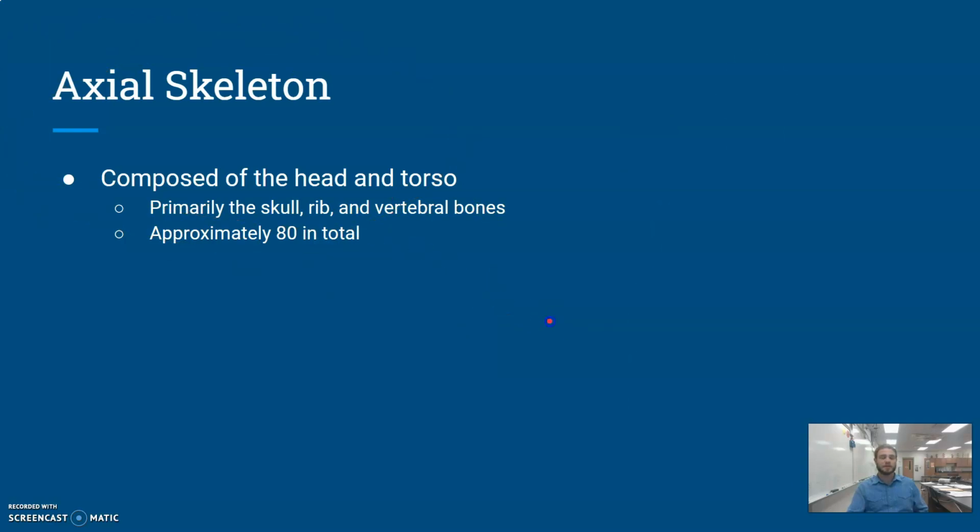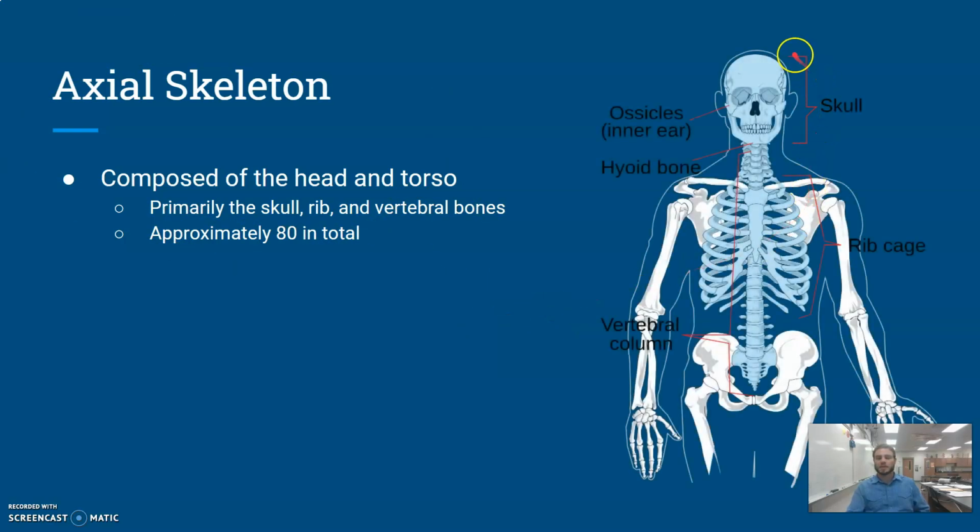We'll go over where those break down when we talk about the axial skeleton and the bones within it specifically. So you can see here, it's going to be everything with your skull. That does include your inner ear ossicles, your hyoid bone, which sits behind your jaw here, your rib cage, and then the vertebral column here. So everything highlighted in blue is a part of your axial skeleton.